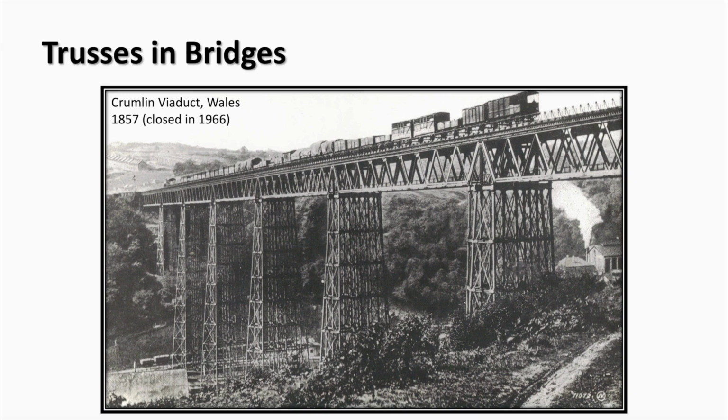The Crumlin Viaduct featured a striking wrought iron truss structure which allowed it to span the Ebbw River valley with minimal material while maintaining strength. This truss is a deck truss because it supports the railway deck from underneath. Interestingly, the columns supporting this bridge were also made of trusses. Its lattice-like framework provided both stability and flexibility, making it one of the most impressive railway bridges of the 19th century before its demolition in 1966.